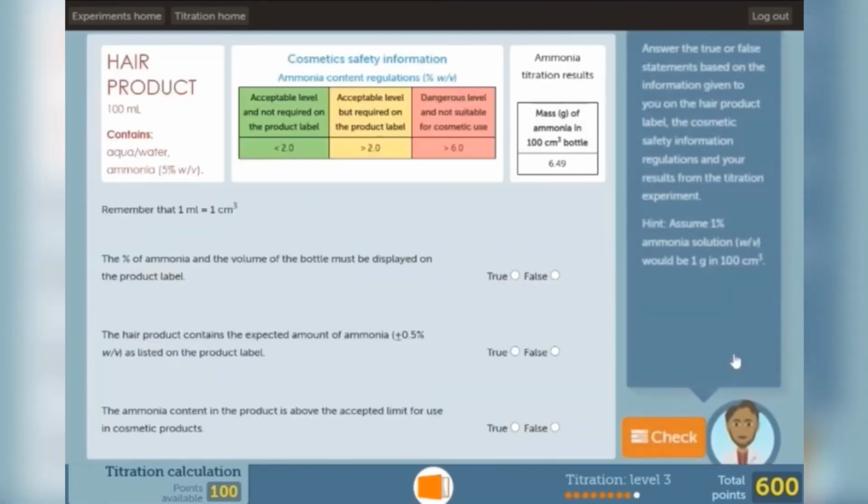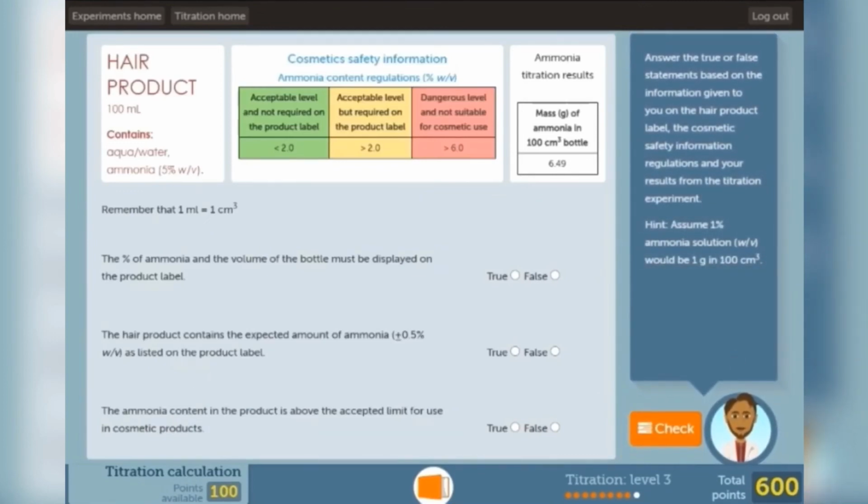Based on the information given, the percentage of ammonia and the volume of the bottle must be displayed on the product label, and the ammonia content in the product is above the accepted limit for use in cosmetic products.